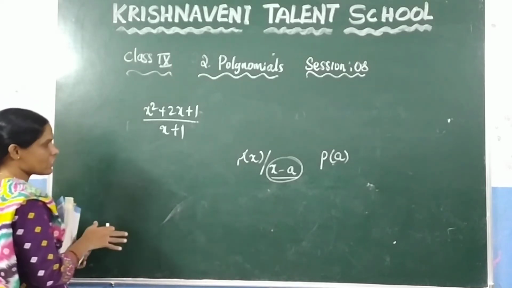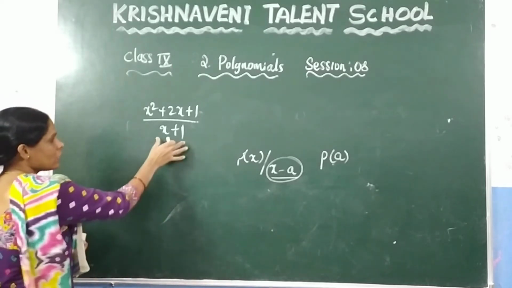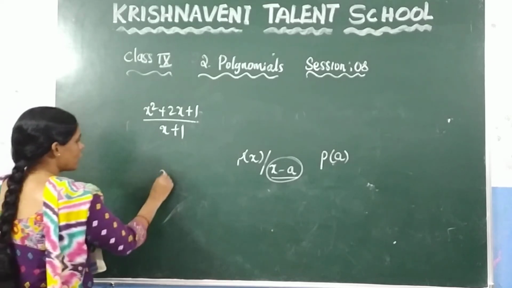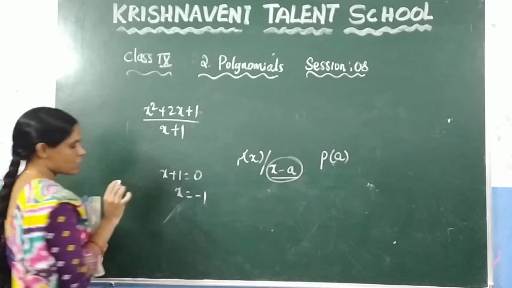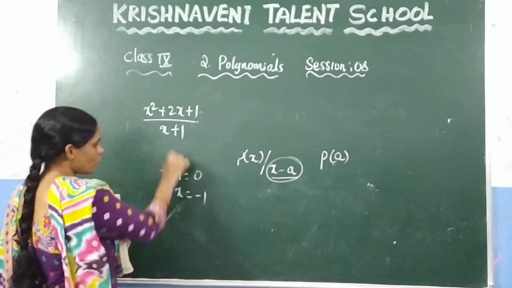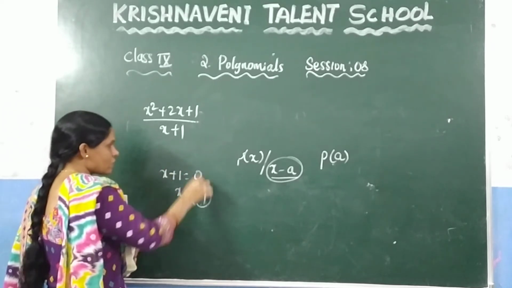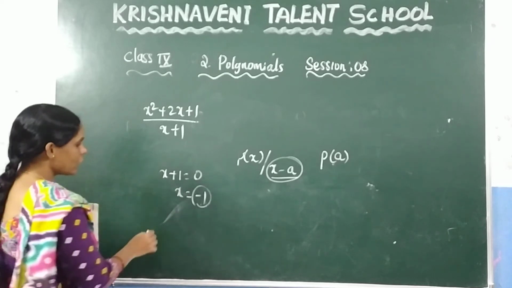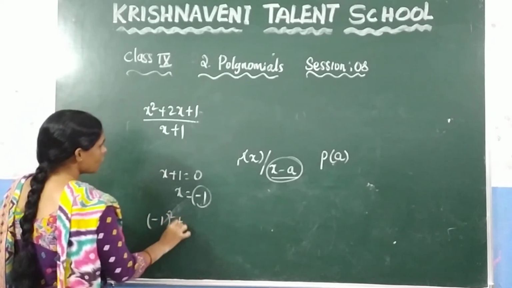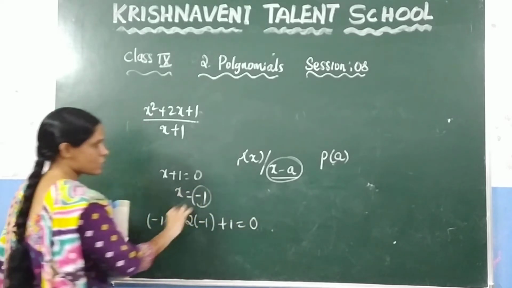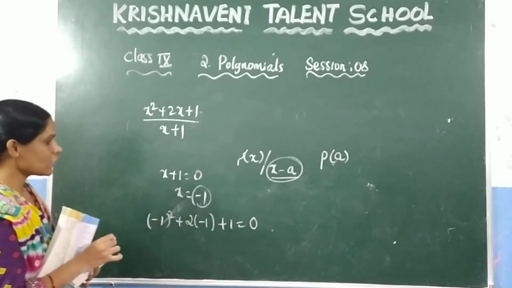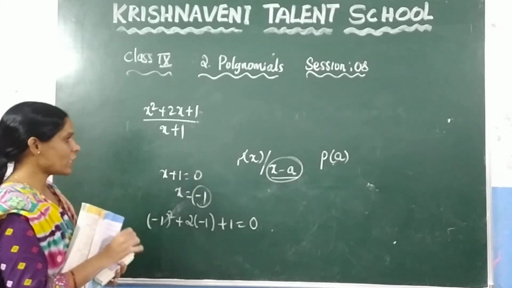The easier way is just to equate this polynomial to 0. If you are equating this polynomial to 0, the x value you are getting is minus 1. Now, you know the zero of the divisor, just put this minus 1 in the dividend. So what will you get here? Minus 1 whole square plus 2 into minus 1 plus 1. You will get the same answer as before. Like that you can find the remainder.